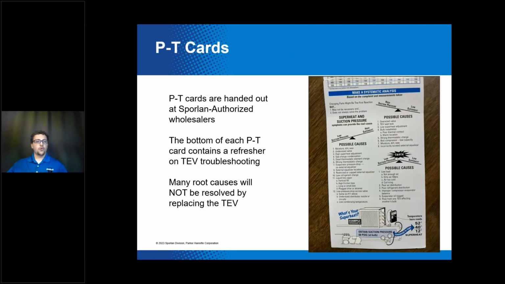All right. The reason I'm showing you this PT card here is because on the next bunch of slides, we're going to go through the different checks that can cause the symptoms we referred to on the previous slide, such as high superheat or low superheat. I'm showing you this PT card because we hand these PT cards out to our Sporlan authorized wholesalers. In addition to having the saturation temperatures, you can use the bottom section as a basic checklist or a refresher of the different troubleshooting pieces that we're going to talk about on the next slides. So use that as a refresher if you remember it's there.